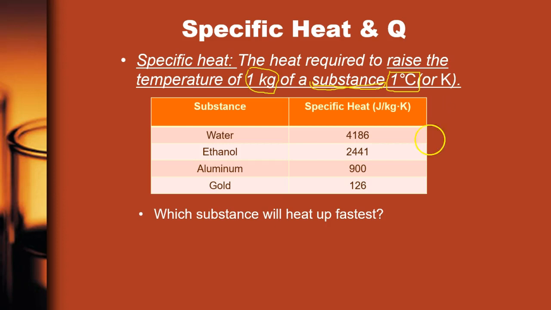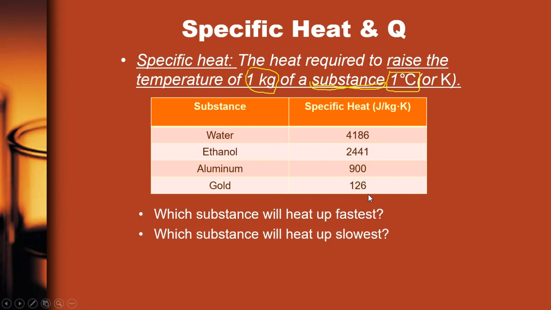Well, the answer to that question is gold. Gold heats up the fastest, and the reason is because in order to heat up 1 kilogram of gold, it only takes 126 joules of energy to raise its temperature 1 degree. If I'm going to raise it 2 degrees, I've got to multiply that number by 2. Going to raise it 3 degrees, I've got to multiply that by 3.